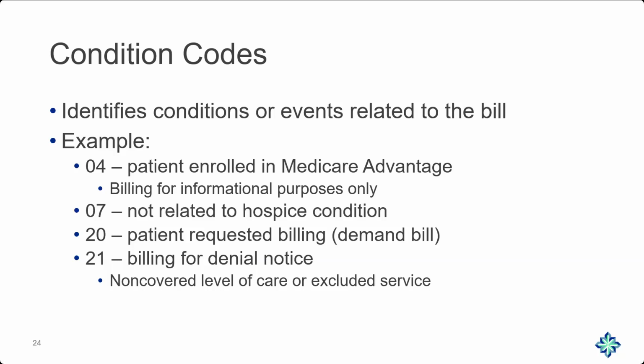21 condition code, that's used when you're billing for a denial notice, when the patient is at a non-covered level of care, or if you're billing for excluded services that Medicare doesn't pay for, but a supplemental insurance might. Some of those situations. And of course, there's way more than this, but I just wanted to share some examples that you might encounter on your billing journey.